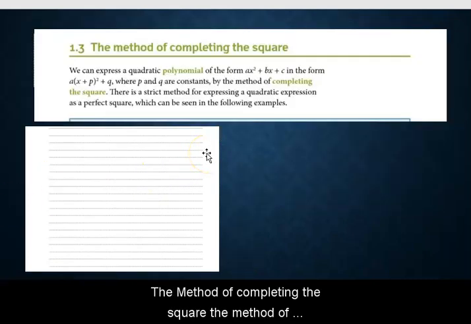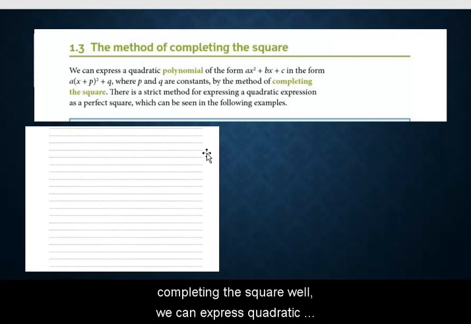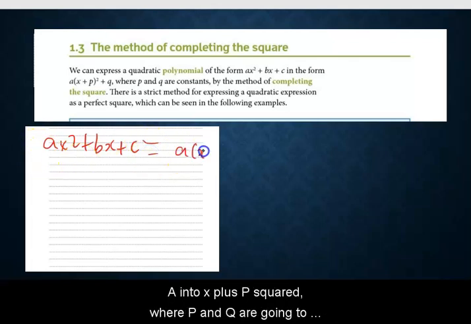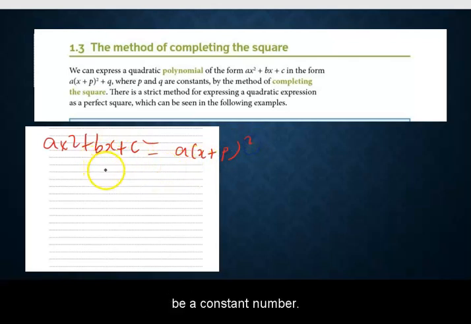The method of completing the square. We can express quadratic polynomials in the form ax squared plus bx plus c, in the form a into x plus p squared plus q, where p and q are constant numbers.